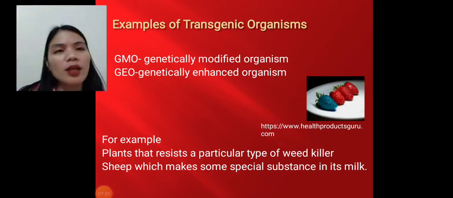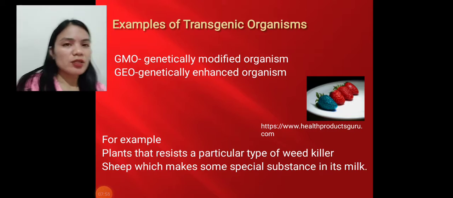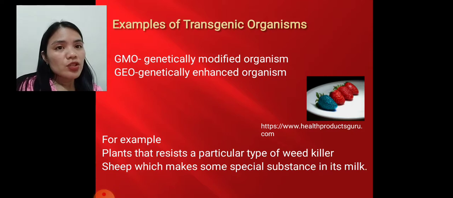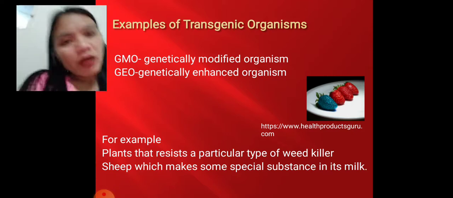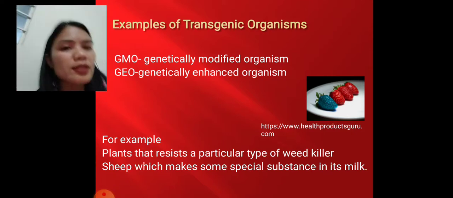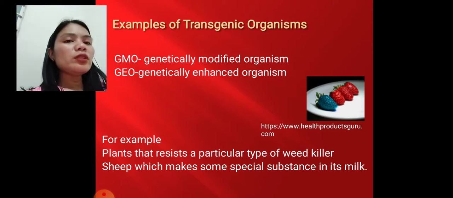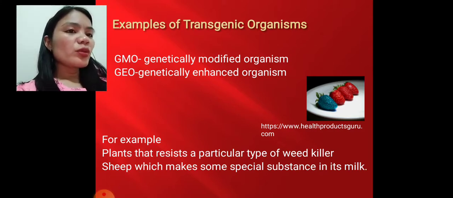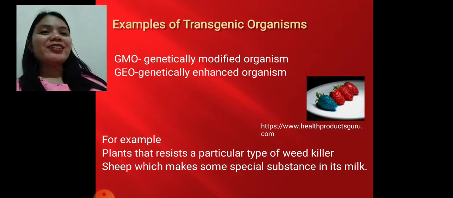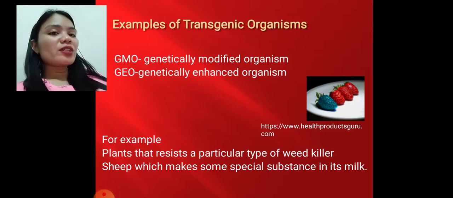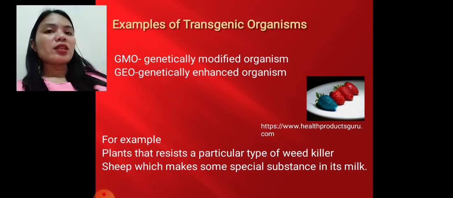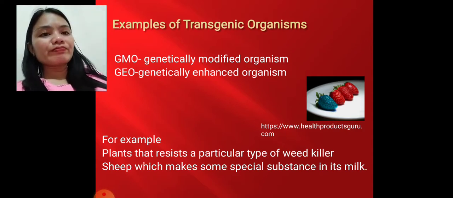Next. Examples of transgenic organisms, GMO, genetically modified organisms, and GEO, genetically enhanced organisms. For example, plants that resist a particular type of weed killer, and sheep which make some special substance in its milk. Kita nyo yung strawberry, may kulay blue. Genetically modified organism, wherein ang usual niya color is red and the reddish pink, mga ganun.